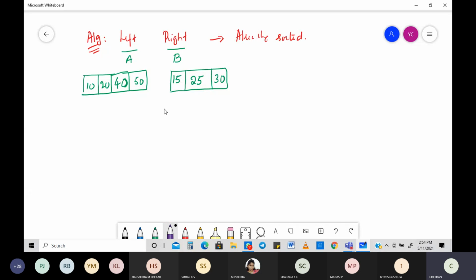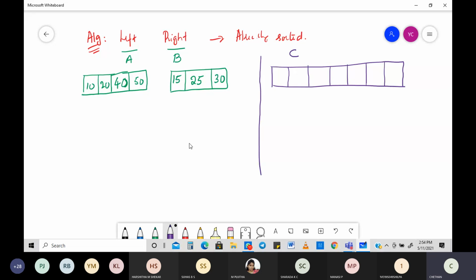Next, these two are individual arrays which are already sorted. That's all fine, but I need to put them in a place. I need to merge these two, so I'm going to take one more. These two are A and B, and obviously this one will be C. How many elements will it have? If there are 4 and 3 here, obviously it will have 7 here. Check: 1, 2, 3, 4, 5, 6, 7. You got your 7 elements there, not a problem.